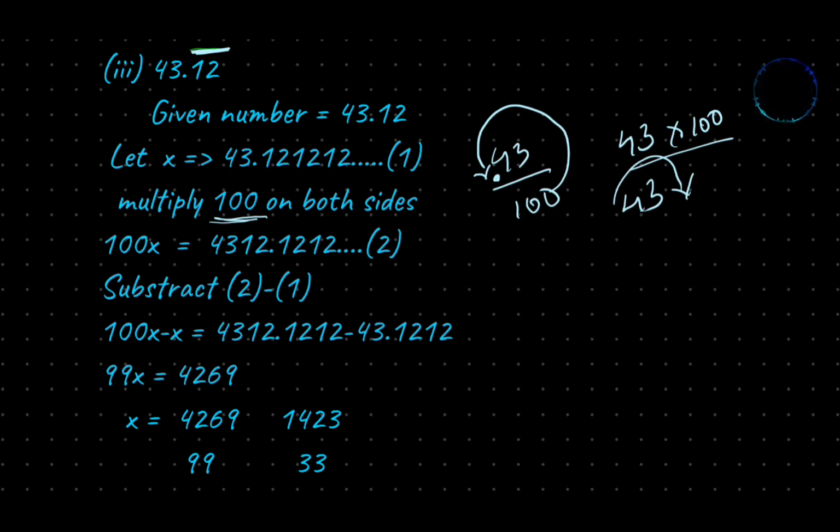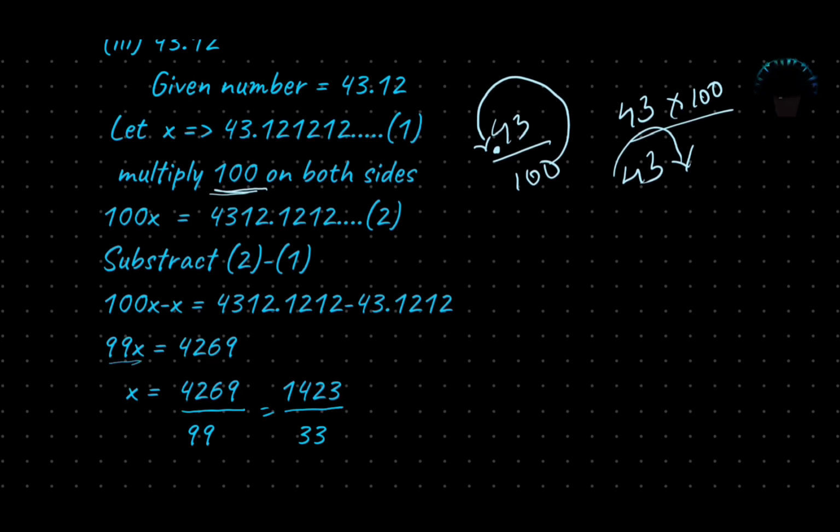That is 4312.1212 and so on. Let's consider this as equation 1 and this as equation 2. 2 minus 1. Now 100x minus x is 99x. 4312.1212 and so on, minus 43.1212, is 4269. Now let's take this 99 into the denominator as it is in the multiplication here. When we take it to the opposite side of the equals sign, it goes into division. x is equal to 4269 by 99.